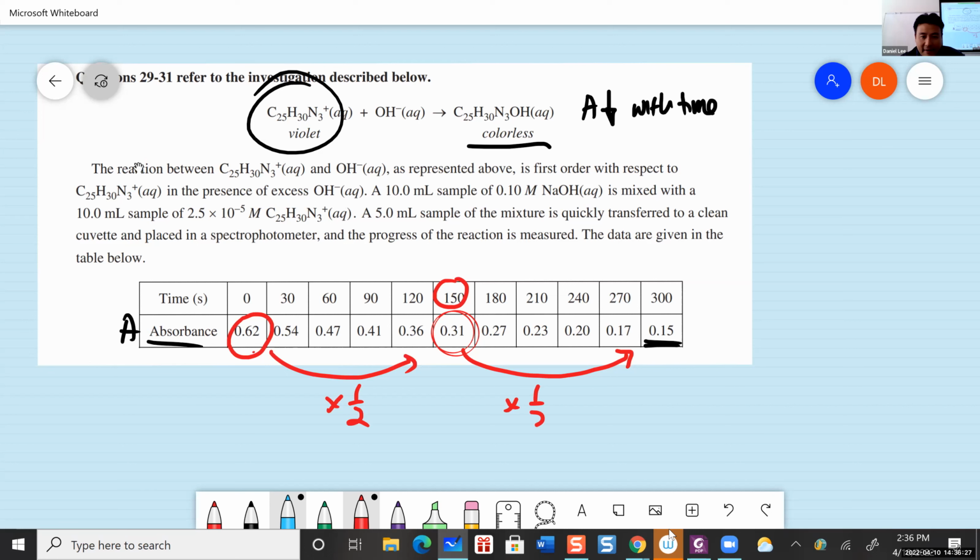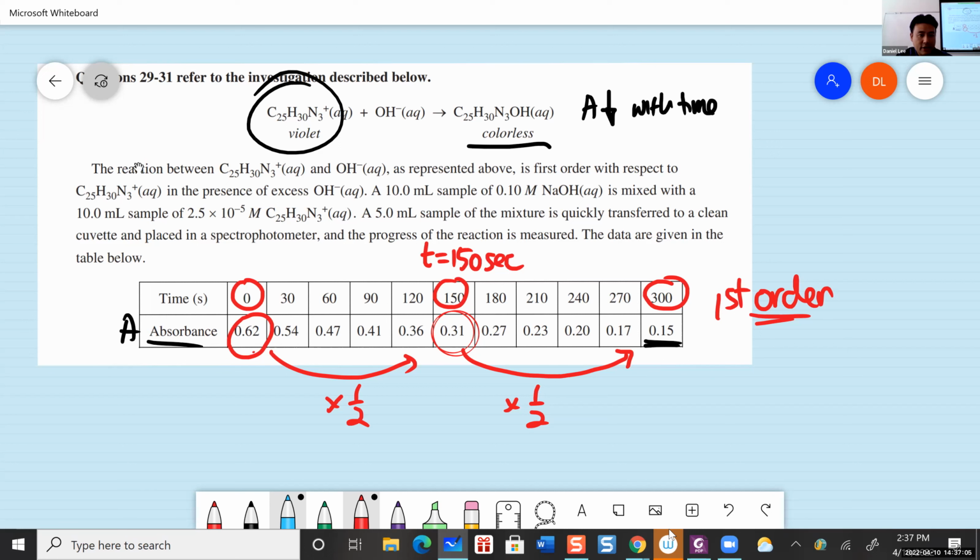So every time it halves, the half-life is constant. So only first order has constant half-life. In this case, it's 150 seconds for the violet to disappear. This must be first order. It goes without saying, yeah? Okay, without a complicated calculator, we can only tell first order, right? Otherwise, you gotta do more complicated calculations. So first order is highly tested because it allows you to determine first order even without a calculator. Absorbance halves, the constant half-life, okay? So this is the first order with respect to the violet color, okay?